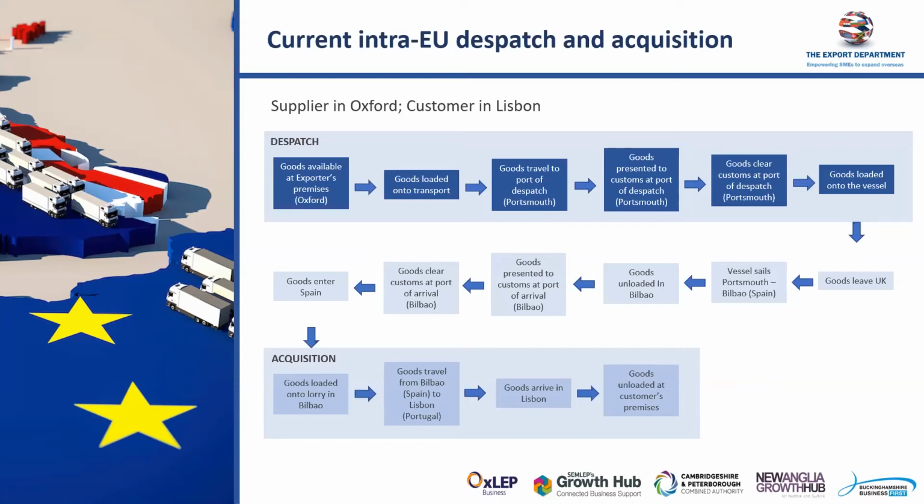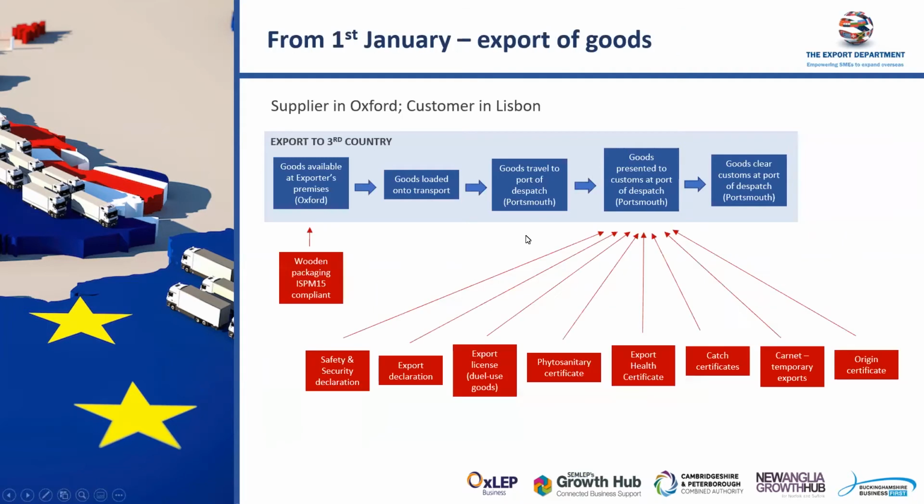The exporter doesn't have to maintain any proof that the goods have left the UK because they're in free circulation. The vessel sails, it gets to Bilbao, the goods are presented to customs there, they're cleared, again, minimal clearance formalities, and then they enter Spain, and they can transit through to Lisbon in Portugal with no problem whatsoever, because those goods are in free circulation. So they go from the UK to Spain to Portugal without any further checks or any kind of duties being paid. Okay, now how this changes from the 1st of January.